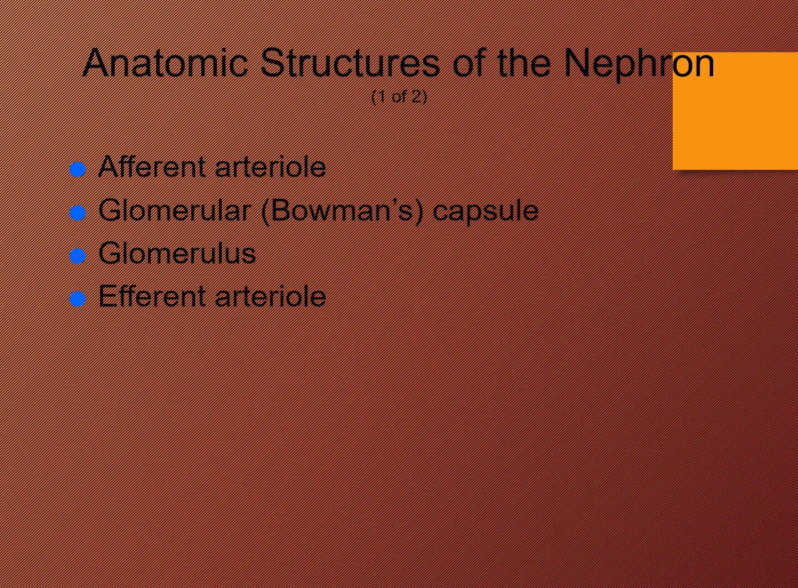So we're going to just hit the high points of some of the anatomic structures of the nephron. The afferent arteriole is what brings the blood into the glomerulus, and then this glomerulus and Bowman's capsule is where filtration actually occurs. And then the efferent arteriole takes the filtered blood back to the circulatory system.